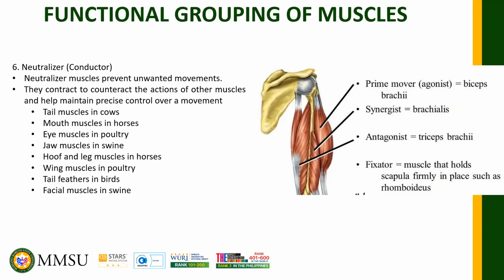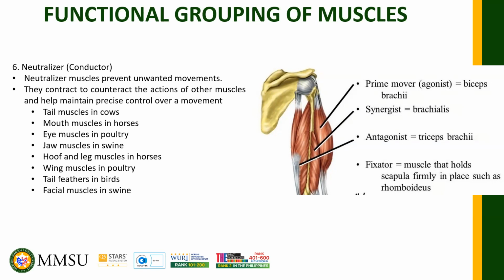Okay? Then another one, we have the mouth muscles in horses. Although yung mga horses natin, they do have a lot of facial muscles around sa mouth nila that usually allow them na makapag-perform ng mga movements nila. Yung mga neutralizer muscles in the facial region naman ng horses, usually they prevent unintended movements ng lips and mouth nila while yung kabayo is kumakain. Okay? So that is number 2.